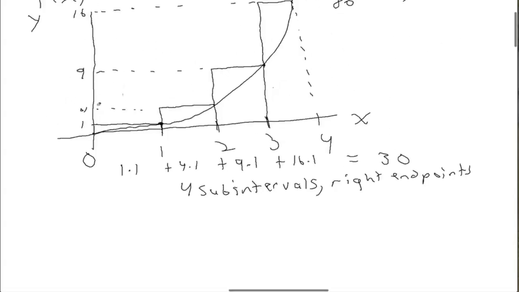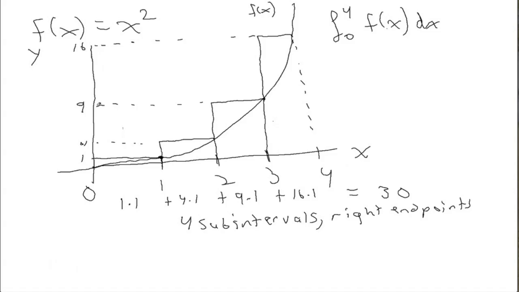Okay, so now let's try this again, but now let's try using left endpoints. Maybe you can try this on your screen. So let's do the same problem with 4 subintervals, but let's try using left endpoints to approximate the area.